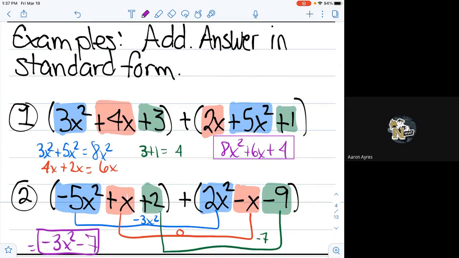Ladies and gentlemen, that's adding polynomials. It's Friday. Give me a break too. Okay? Think you guys can handle that on Monday?